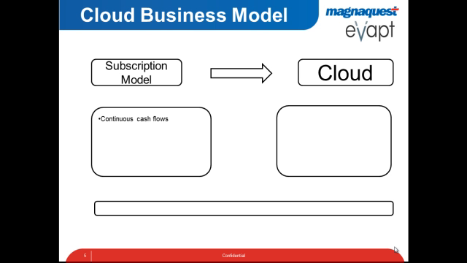A subscription model basically gives you continuous cash flows, where the cloud model is trying to convert a capital expenditure model into an operational expenditure model, rather than making somebody pay thousands of dollars for the servers upfront. You can ask them to pay over a period of time, which the subscription model of billing already supports, so it is a very suitable model for such kind of delivery.